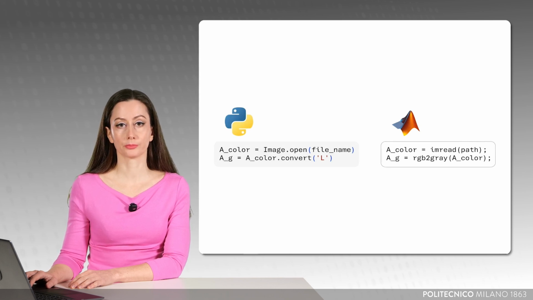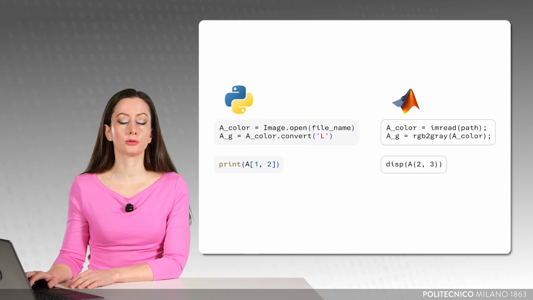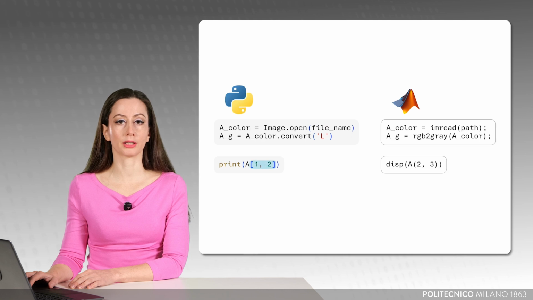In both languages, Python and MATLAB, we have imported images and converted them into grayscale using methods and functions. In Python, matrices can be stored as two-dimensional NumPy arrays, which are accessed using square brackets with indices that start from 0. While in MATLAB, matrices are accessed with round brackets and indices start from 1.